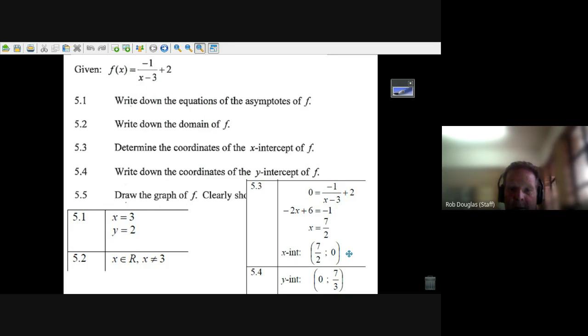Now, what's the y-intercept? Well, that's even easier. You just let x equal 0. That's a third. 2 and 1/3 is the same as 7 over 3. That's 2 and 1/3. And there you go. There's all those things. The last thing they want you to do is sketch the graph.